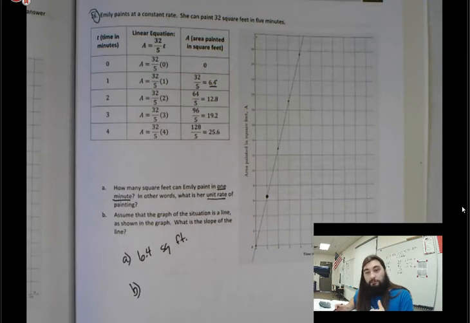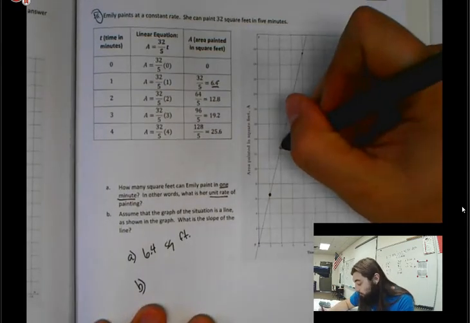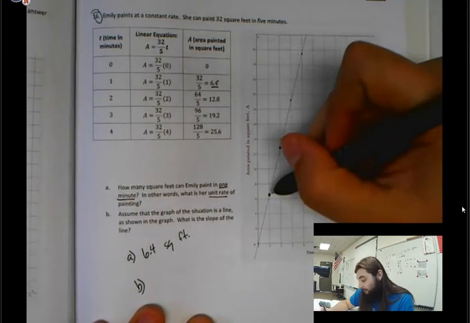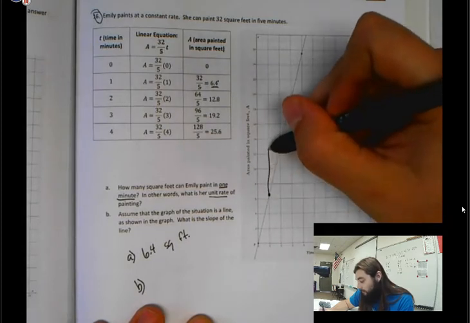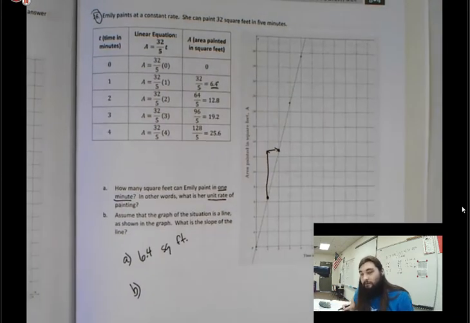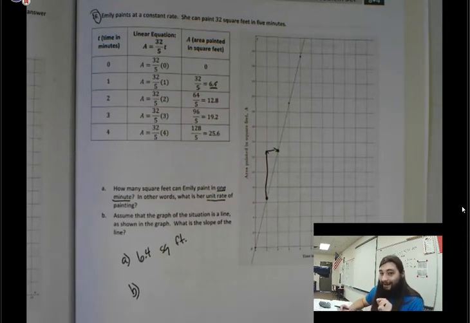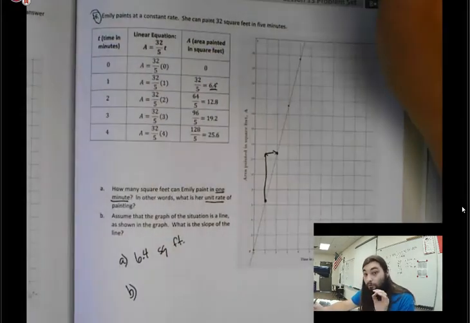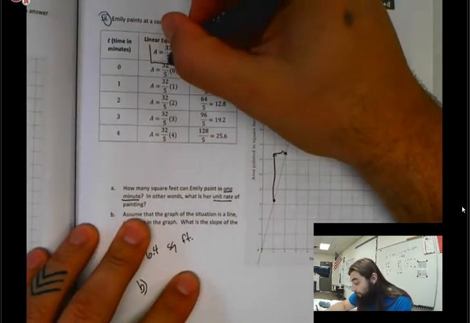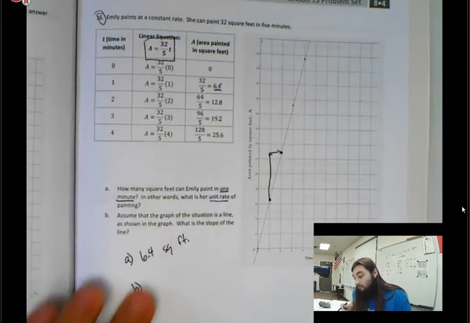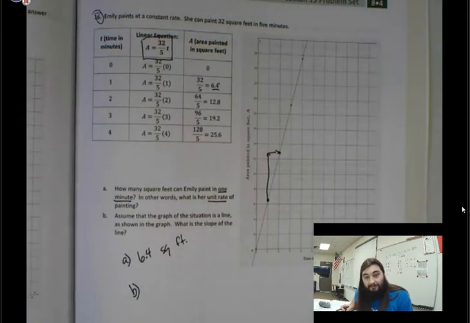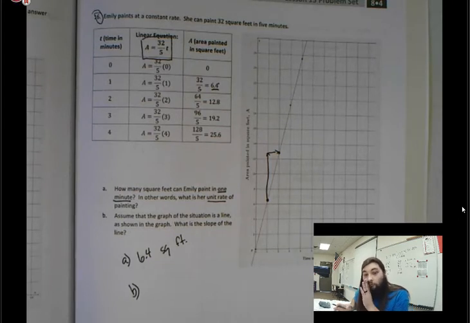Now they're asking you to do what we've been doing, which is to find a slope between 2 points. The problem with that is when we're going from here to here, we don't have these clear grid lines to move along. But like I said before, when we have a table and when we have an equation given to us, we should use that. In our equation and in our table, we are given the equation. It's right here. A equals 32 over 5t. Guess what? That 32 over 5, that's what our slope is.